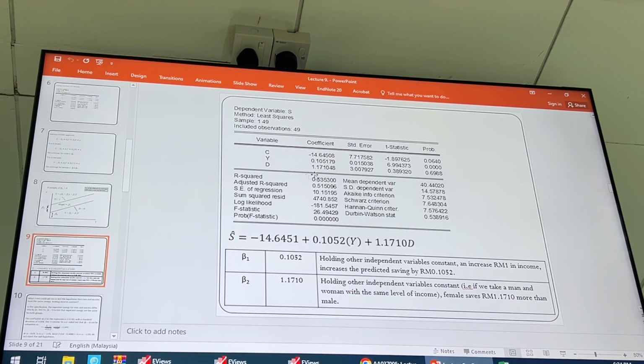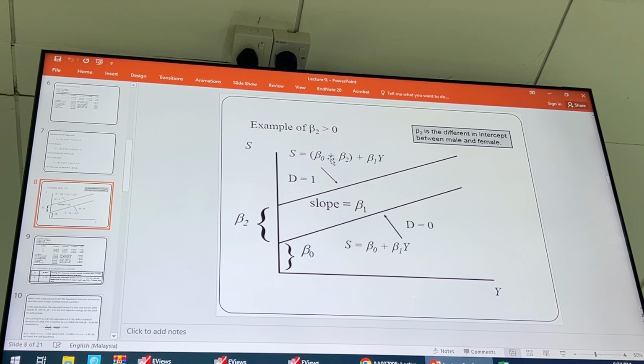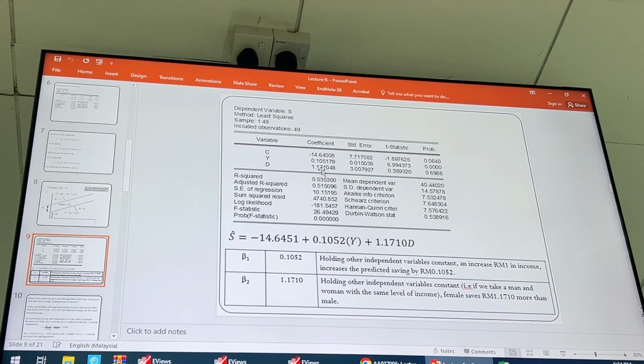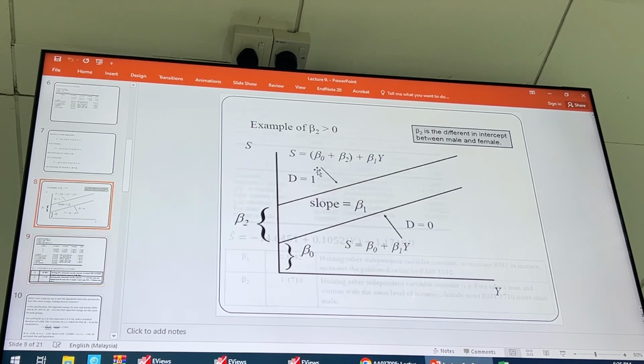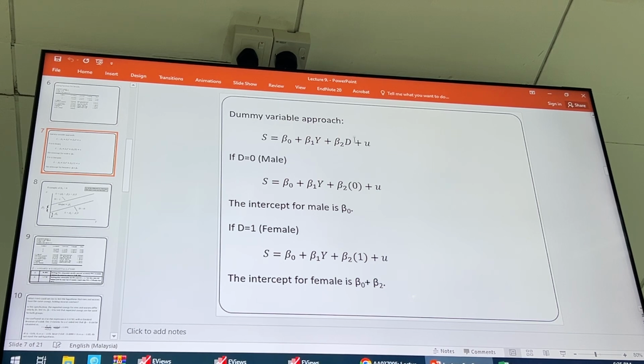So this is the result we obtained just now. In order to know the value of the intercept for female, you have to calculate the estimate for beta 0 plus the estimate for beta 2. Beta 2 is given by this. Beta 2 is the coefficient for D, the dummy variable.